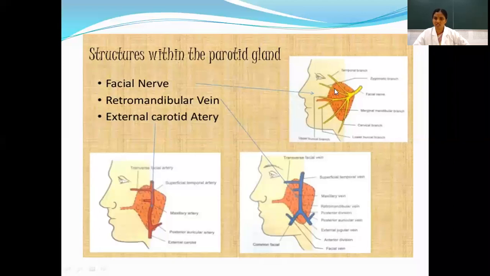This temporofacial trunk further divides into the temporal branch and the zygomatic branch. Then the cervicofacial trunk divides into the buccal branch, the marginal mandibular branch, and the cervical branch. So altogether, how many branches? Five branches. You see, five branches emerging from the anterior border: from the upper border, the temporal branch and zygomatic branch; from the anterior border, the buccal branch and marginal mandibular branch; from the lower end, the cervical branch. So all these five branches emerge out.